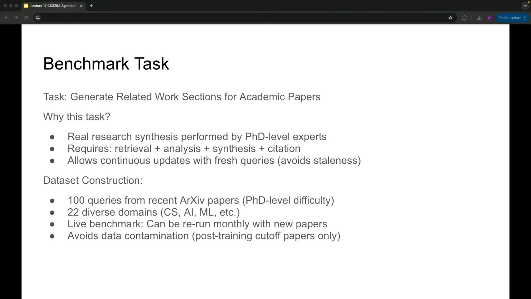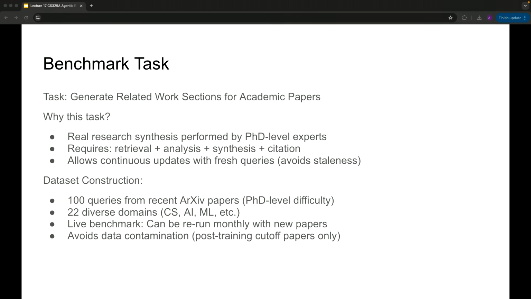So the task that this paper addresses is to generate the related work section for academic papers. The reason they care about this task is because this is a task that most of us require when we are writing papers, and it requires continuous updates with fresh queries, so there is no staleness.